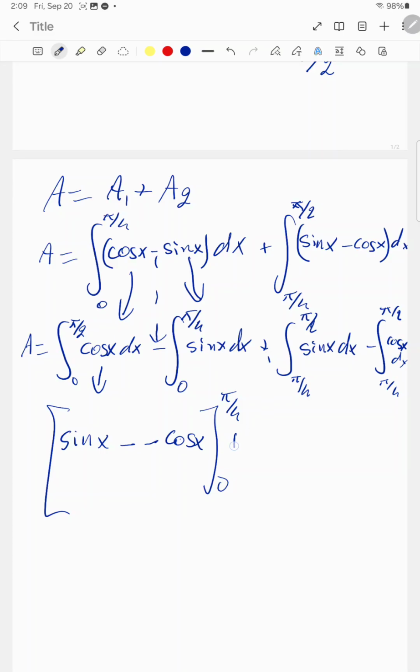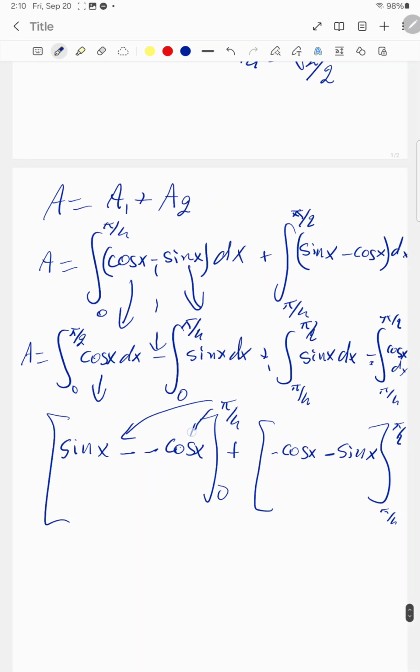I have this plus here, so I put it here. We said the integral of sine is minus cosine x, and the integral of cosine x is sine x, but I have the minus here, so minus sine x, and this is between pi over 4 and pi over 2. So all I have to do here is replace x by pi over 4, minus replace x by 0. Here minus times minus makes plus, so let's put plus.